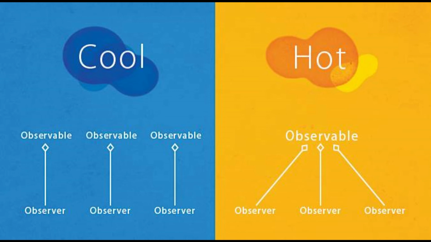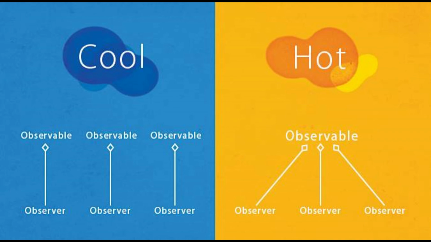So the example of cold observable is watching movies on Netflix. Whenever you hit a play button, the movie streaming will start. So Netflix will create a new producer to stream a movie for each and every individual subscriber. So each and everyone will get their own copy of the stream.